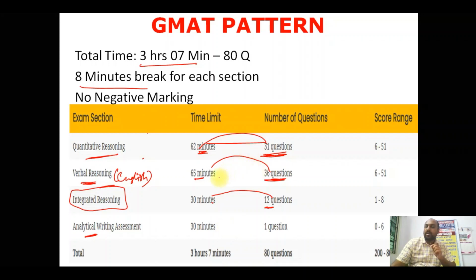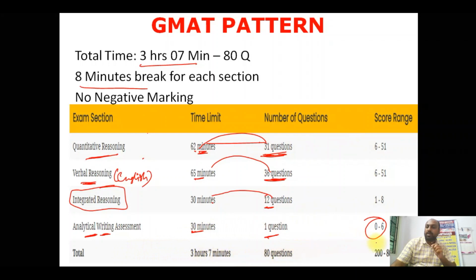For verbal it is 1 hour, 1 minute and 50 seconds, almost like 2 minutes it is. For 31 questions, quantitative reasoning also double the time, 31 into 2, 62, right? So each question almost like an average of 2 minutes you will get. And here analytical writing assessment, in GRE we get 2 essays, but here only one question and 30 minutes. There we got 2 questions and 1 hour time. Here only one question and 30 minutes time. And it is a score range of 0 to 6, same as GRE. Here also score range 6 to 51, 6 to 51 and 1 to 8. And total score range is like 200 to 800.